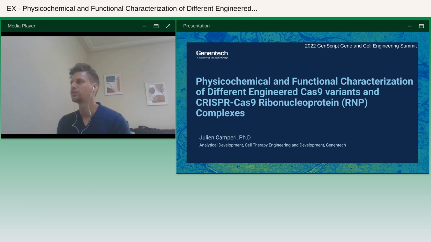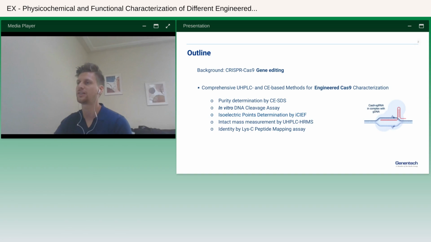So today I will talk about CRISPR-Cas9 and more specifically about physicochemical and functional characterization of different engineered Cas9 variants, and also go further and discuss CRISPR-Cas9 RNP complexes. For the outline of this presentation, I will start with a background on CRISPR-Cas9 gene editing, so how it works.